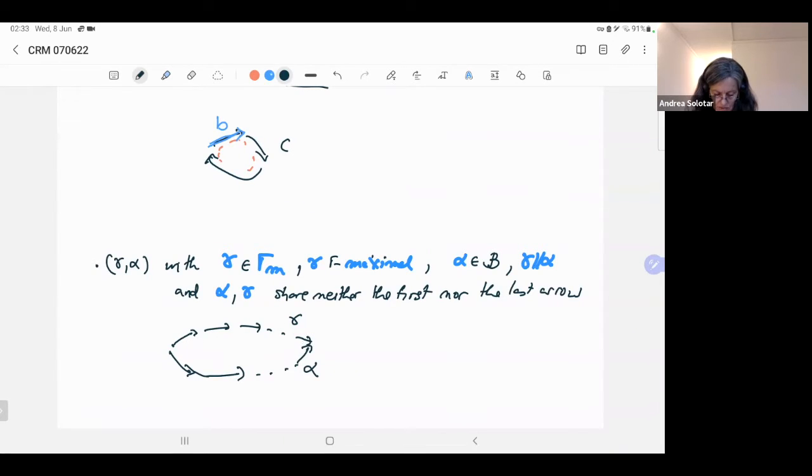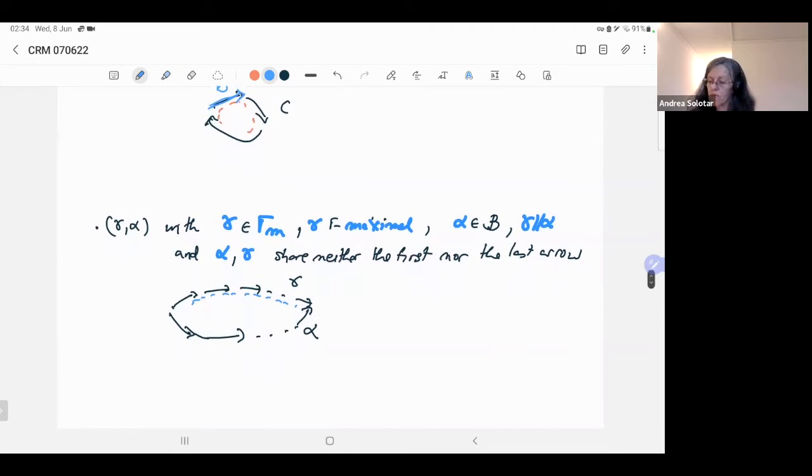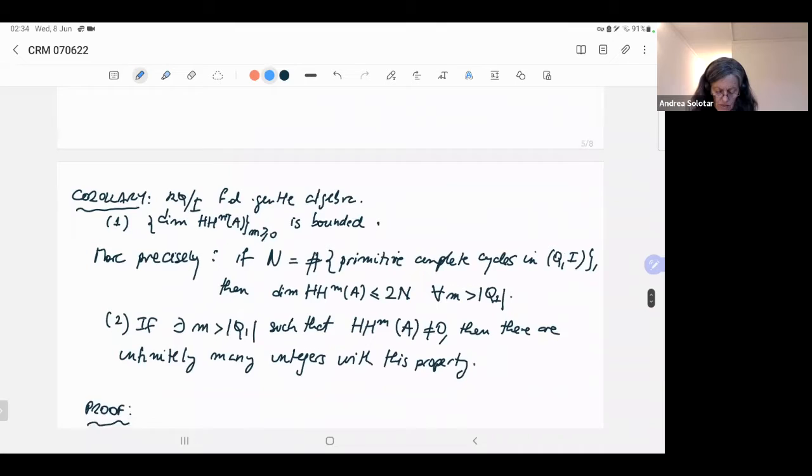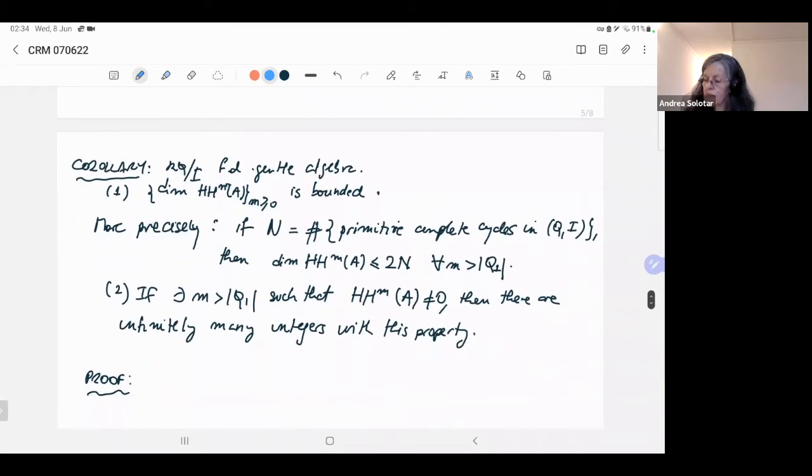Gamma is full of relations, okay? Every composition of two arrows is 0. Alpha, and the contrary is in the basis, they are parallel, and they do not share neither the first nor the last arrow, okay? And this is, as I said, an element of the same type of the shortcuts and the deviation. A first corollary that we can obtain from this description is the following.